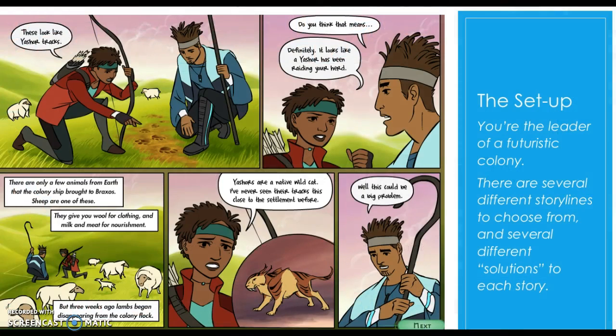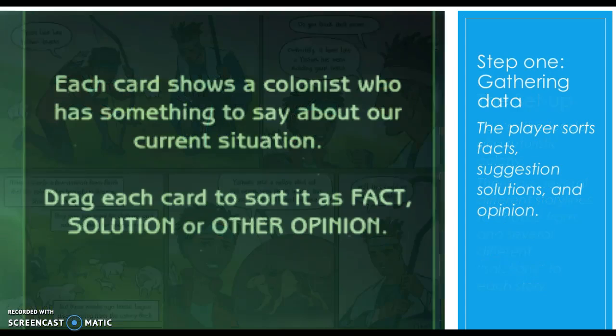It's a pretty straightforward online game. It starts with a graphic novel little setup where they tell you the story that you're going to be looking into. There's several different storylines available on the site, and each storyline has several different solutions, so it's something that students could return to several times if you chose to do that. In this particular situation, we're looking at a storyline where the predators have been eating the sheep of this futuristic colony, and the leader, who's the player, has been asked to help problem solve what they should do about that.